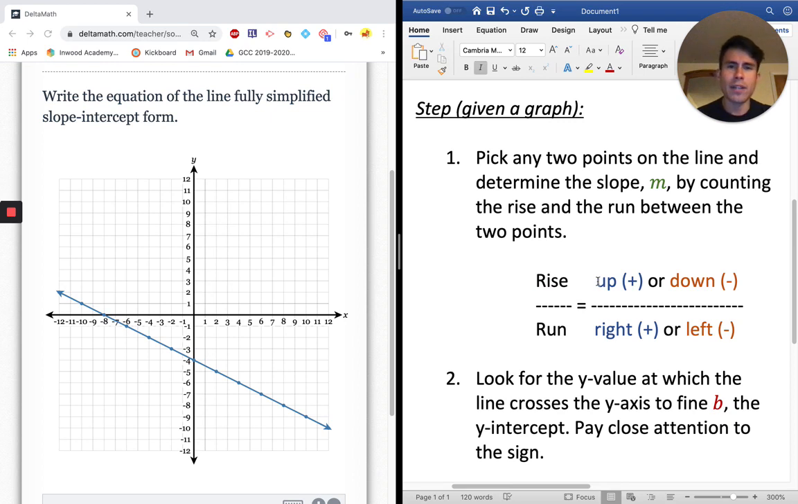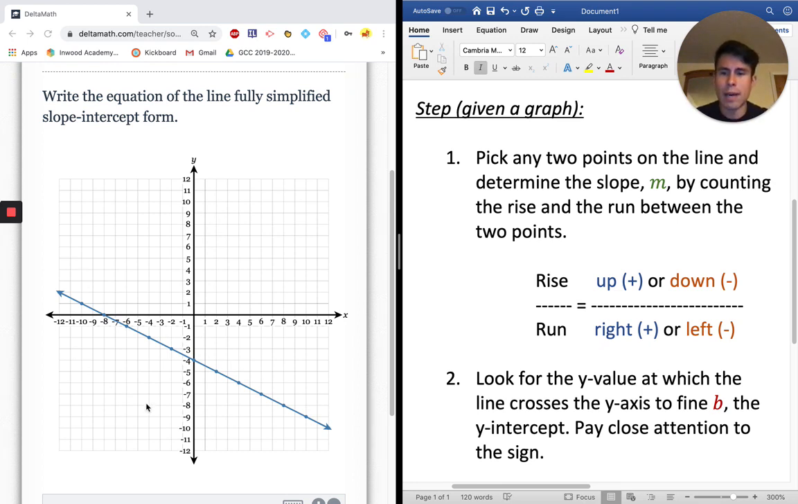Here's a quick reminder. Remember the rise, how much up or down? Up will be our positive number and down will be negative. So we have to be very careful with that. Same thing for the run. Run means how much left or right. If we're moving to the right, that means our number is positive. If we're moving to the left, that means our number is negative. Very, very important to keep that in mind.